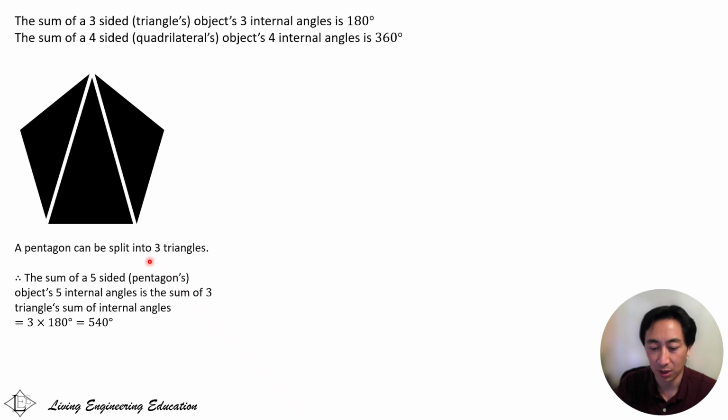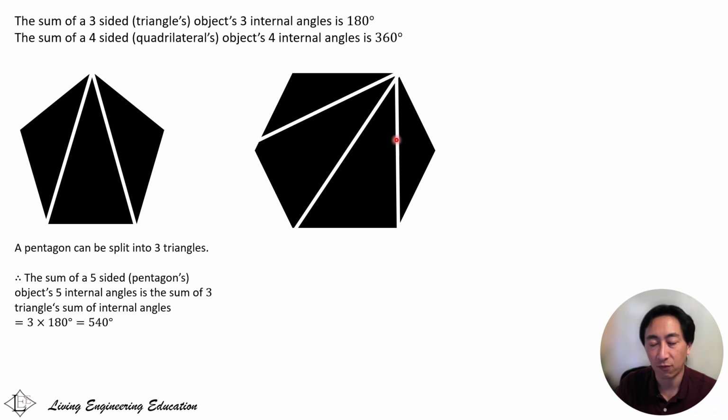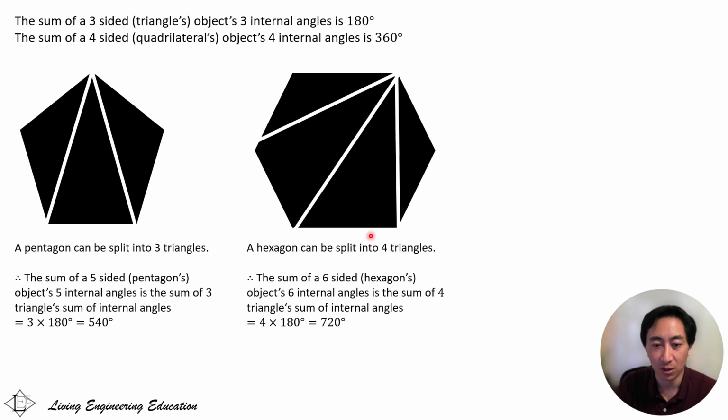We can do the same thing for a hexagon. So we have 6 sides now. We choose a common point and we split it up. Now we have 4 triangles. Because of that, the sum of the internal angles of my hexagon is just going to be 4 times 180 degrees, so 720 degrees.